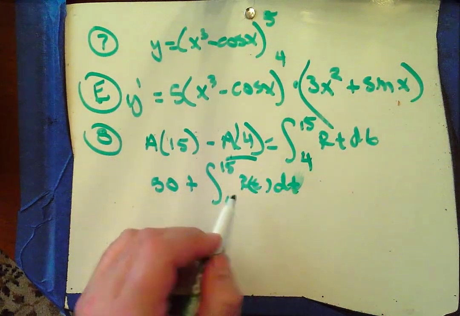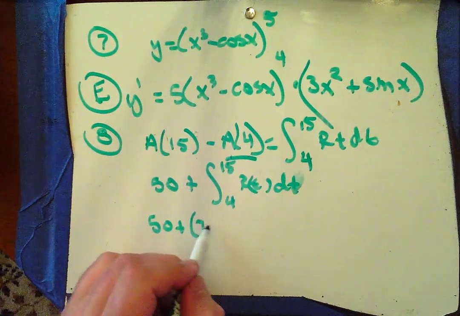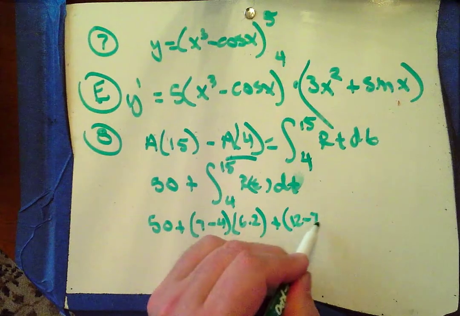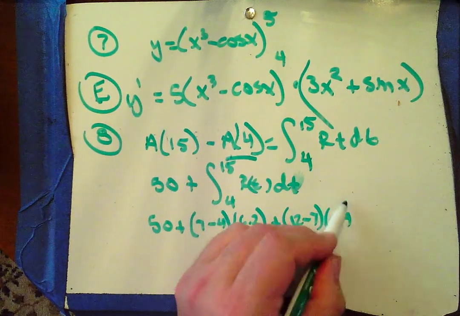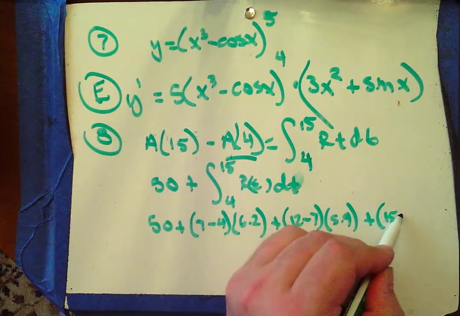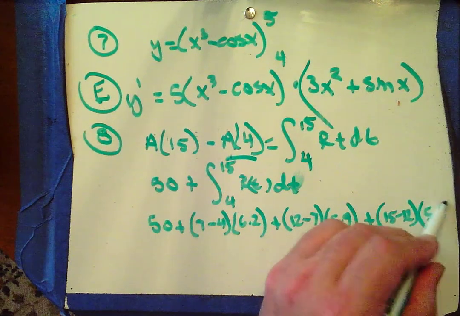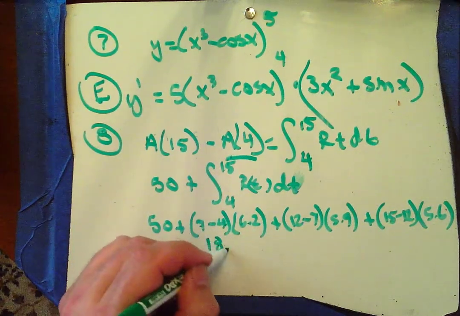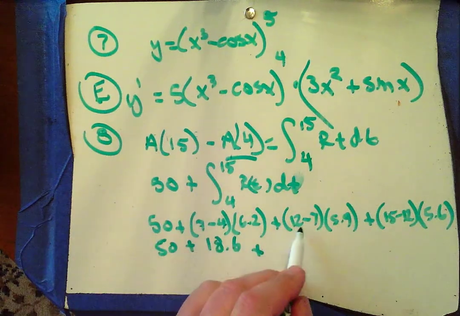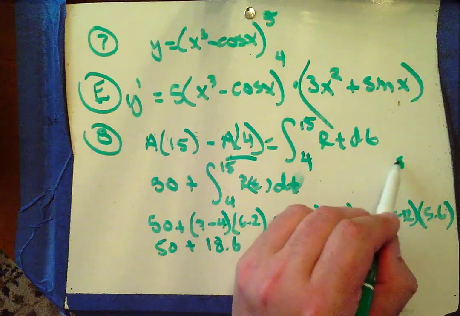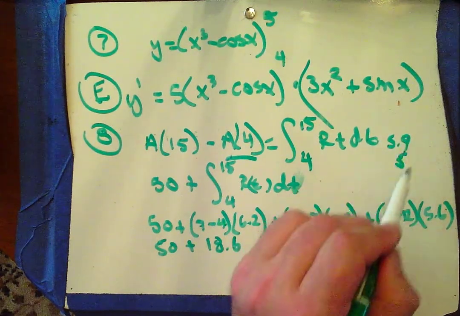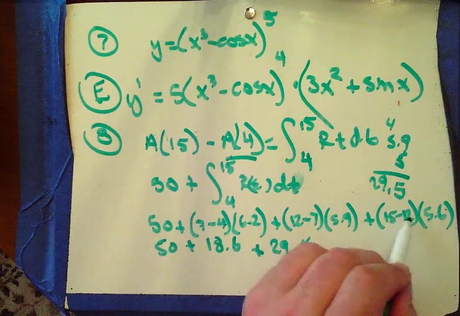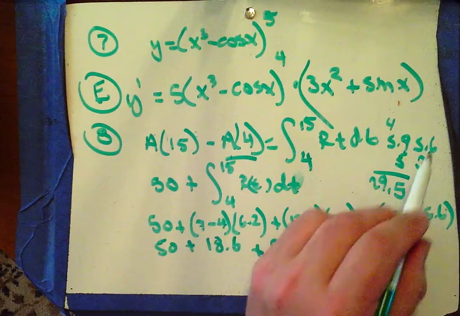Now that integral they want me to represent with a right Riemann sum, so that's going to be 7 minus 4 times the height on the right side, 6.2, plus 12 minus 7 times the right side, 5.9, plus 15 minus 12 times the right side, 5.6. And so here I'm looking at 3 times 6.2 is 18.6. And then I've got 5 times 5.9. And this is why I say use a calculator, because 5 times 5.9 is going to be tedious and work-full. And 29.5. And then here we have 3 times 5.6. And that's going to be 16.8.